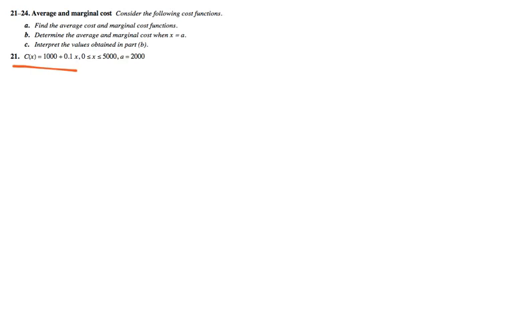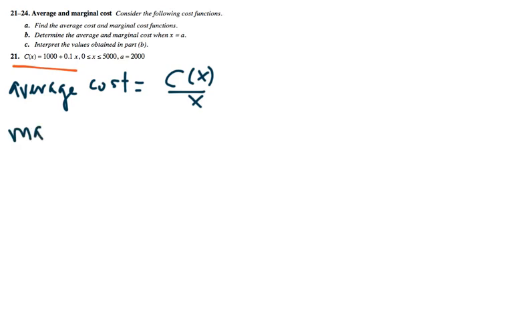So there's a very specific definition for average cost and marginal cost in this section. We're told that average cost is equal to your cost function divided by x, and marginal cost is the derivative of the cost function. Okay, so that's just how it's defined in the book.